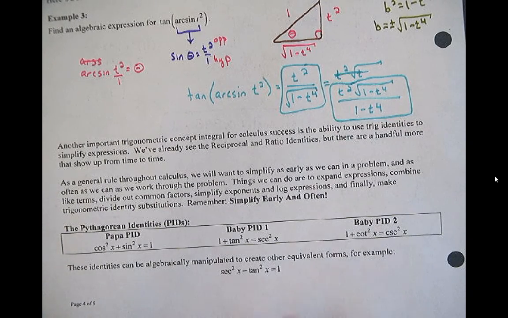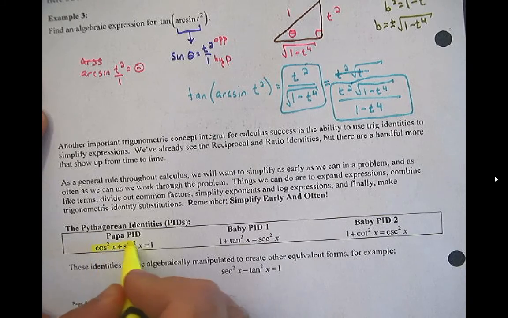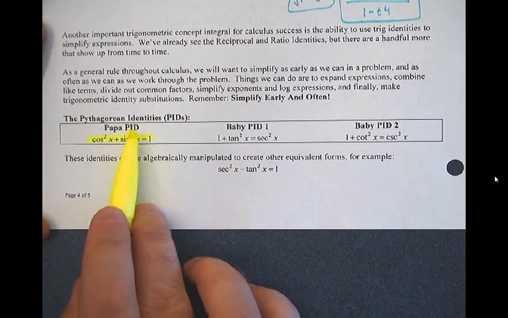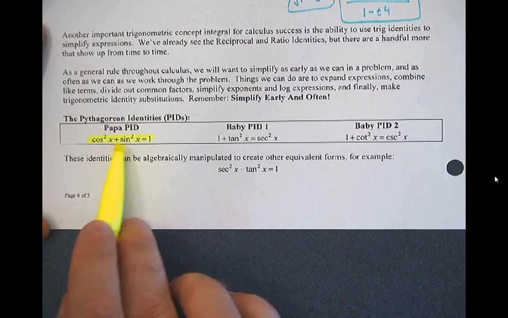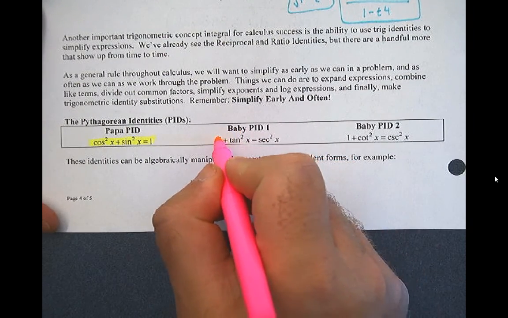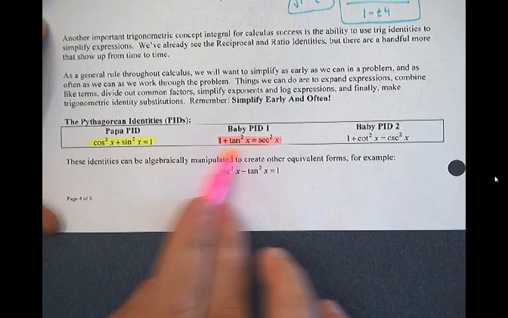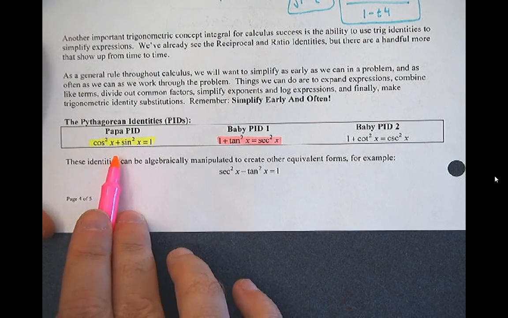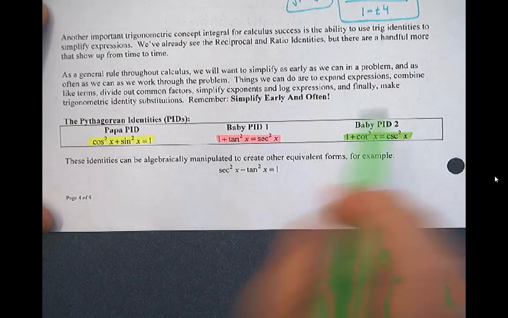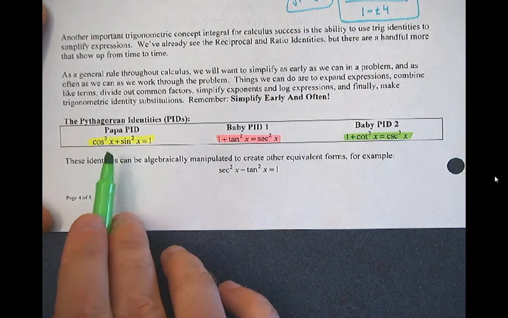Okay, we don't have any more examples, just a couple of things to highlight. These are worth memorizing. This one you should already know. These are called the Pythagorean identities. He calls them the PIDs. Papa PID, the main one, is cosine squared plus sine squared equals 1. Then we have 1 plus tangent squared equals secant squared. We find that by taking this equation and dividing it by cosine. And then we have this. We find this by taking this equation and dividing it by sine.